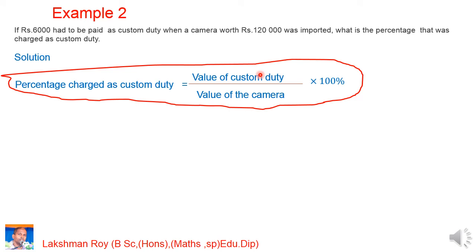Now keep this formula in mind. When finding the percentage, students, always see what the value is, and for that value how much tax should be paid, then multiply by 100%. So substitute our values. Percentage charged as custom duty: the custom duty is given, that is 6,000 rupees. You divide it by the value of the camera, 120,000 rupees, and then multiply by 100%. So how to simplify? 6,000 multiplied by 100, divided by 120,000 rupees.